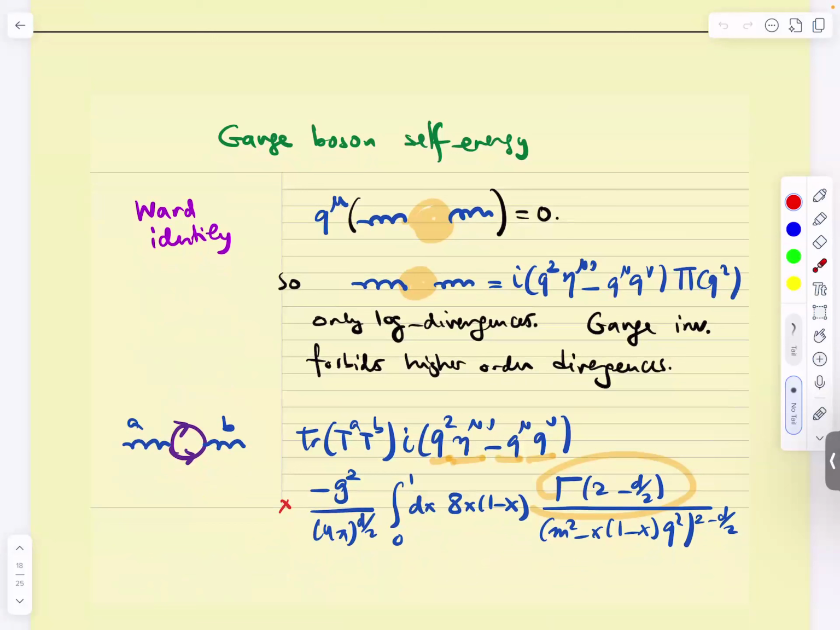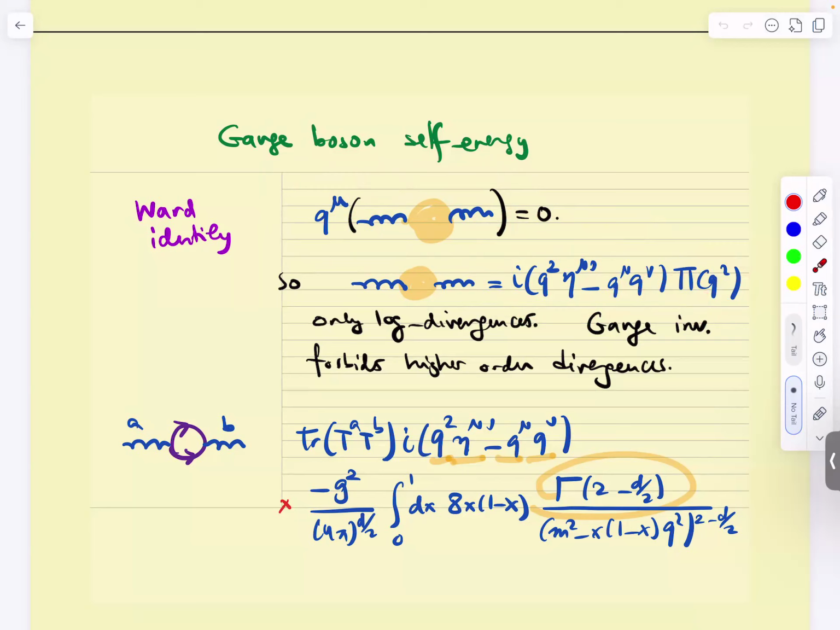Okay, so let's start with the gauge boson self-energy. Seems like it's a lot of diagrams, but it's pretty straightforward. So what does the Ward identity say? It says that if you contract Q mu with this guy, the full 2-point function, you're going to get 0. That means that it has to be transverse. It has to be proportional to this index structure multiplied by pi of q squared.